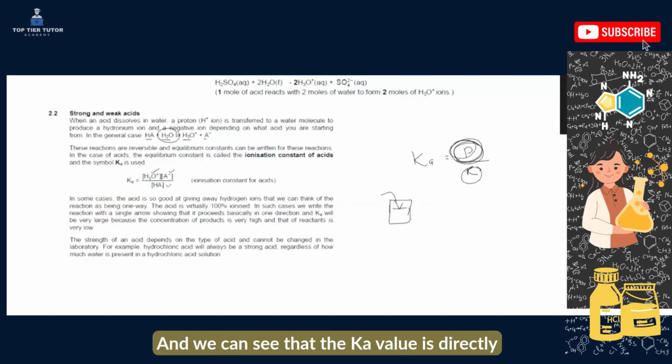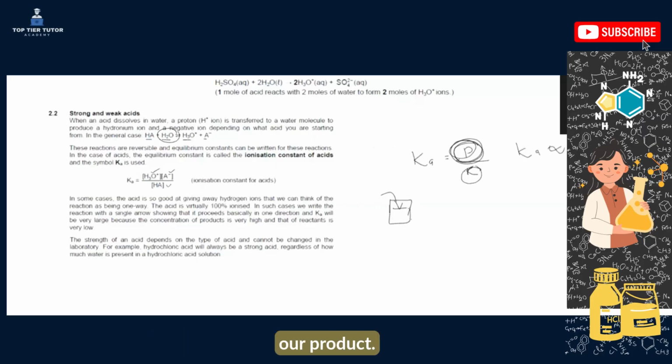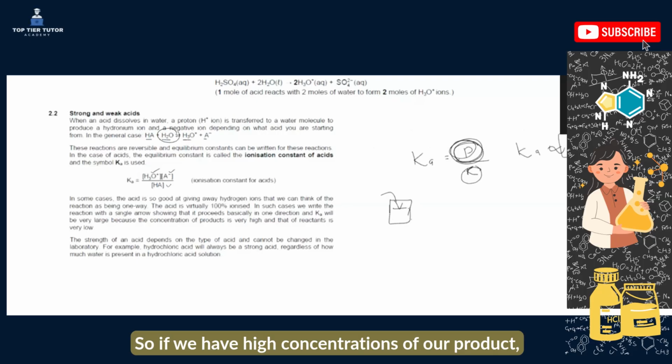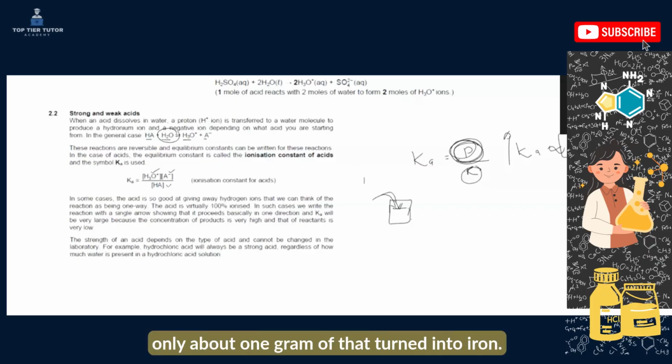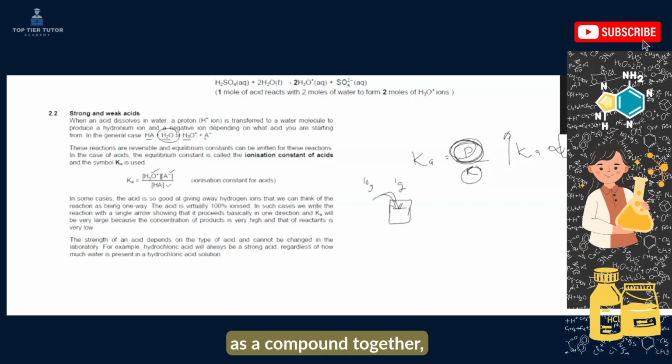Right. And we can see that the Ka value is directly proportional to the concentration of our product. So if we have high concentrations of our product, we will have a high Ka value. Whereas if you use a weak acid, when you put it in water, not all of it turns into ions. Let's say you had 10 grams and only about 1 gram of that turned into ions.